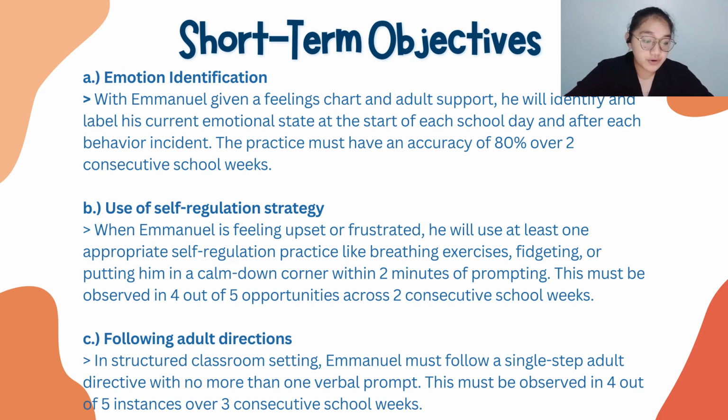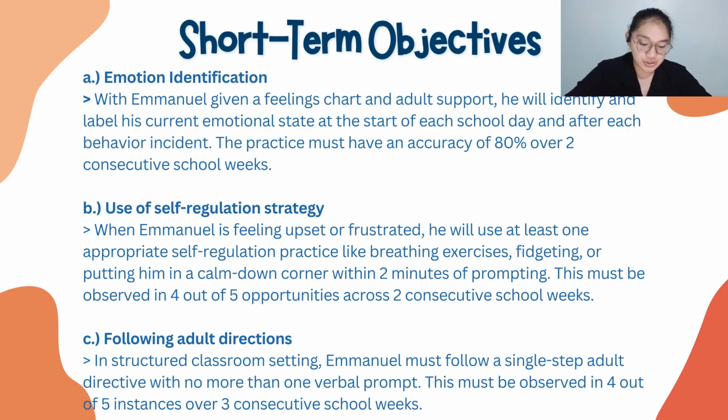B is use of self-regulation strategy. Yun nga, if he feels upset or frustrated, he will at least use one appropriate self-regulation practice, like yung breathing exercise. And this must be observed in 4 out of 5 opportunities across 2 consecutive school weeks.